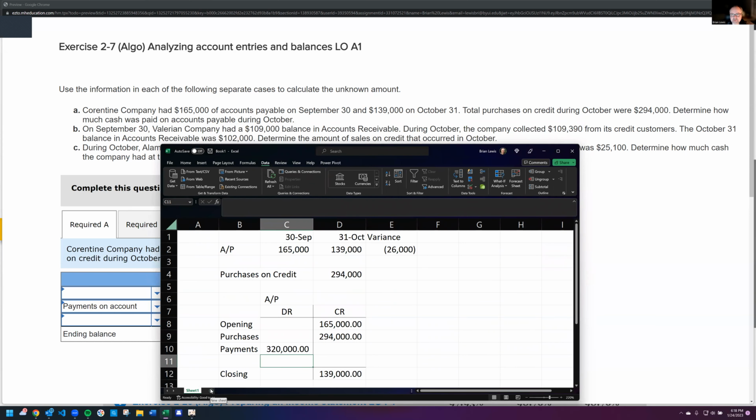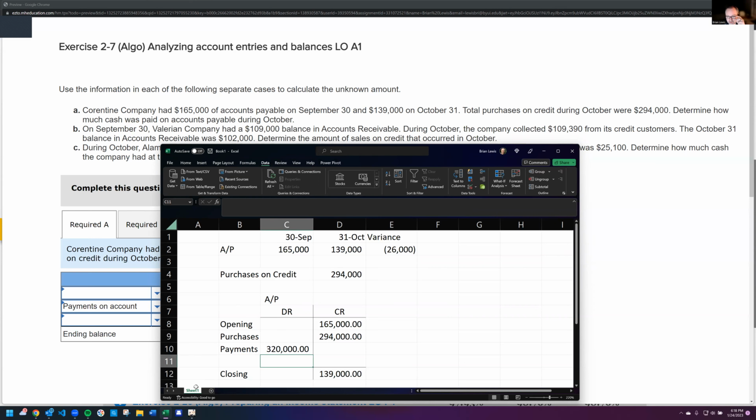Okay. On September 30th, Valerian Company had a 109,000 balance in accounts receivable, an asset account with a normal debit balance. During October, the company collected 109,390 from its credit customers. The October 31 balance in accounts receivable is 102. Determine the amount of sales on credit that occurred.